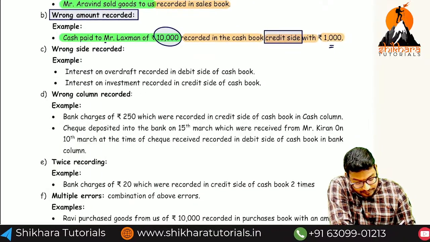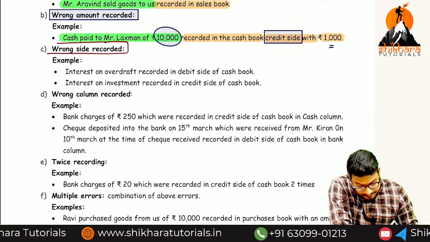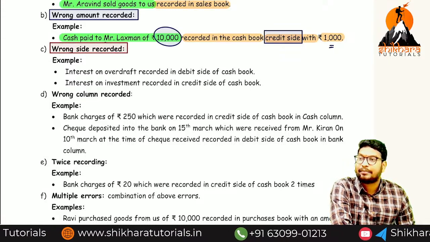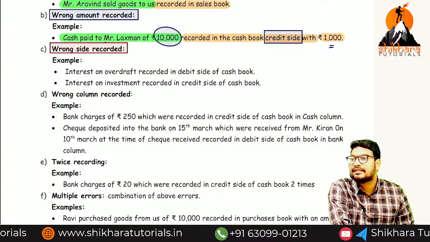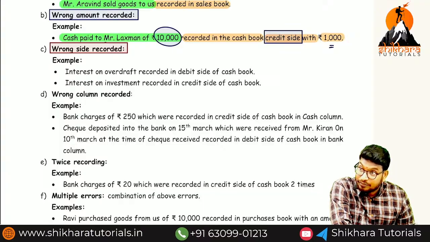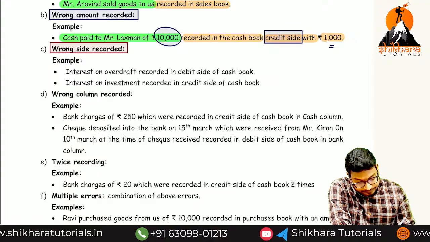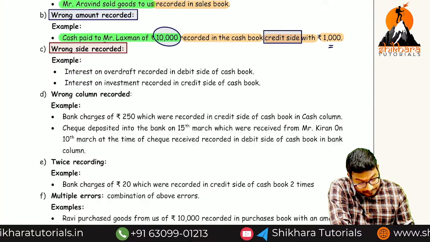So what is the next one? Wrong side recorded or posted? Recorded. Posted means the mistake is happening in the ledger. Recorded means the mistake is happening in the subsidiary books, that too in the cash book. Okay? So what is the example they are saying?